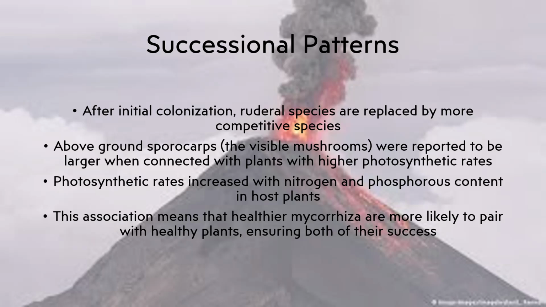The above ground sporocarps, or the visible mushrooms, were reported to be larger when connected with plants with higher photosynthetic rates. And the photosynthetic rates increased with nitrogen and phosphorus content in the host plants. So this association leads us to the conclusion that the healthier plants correlated positively with the healthier fungi. So as the fungi did better, the plants did better, and they both continued to thrive more.